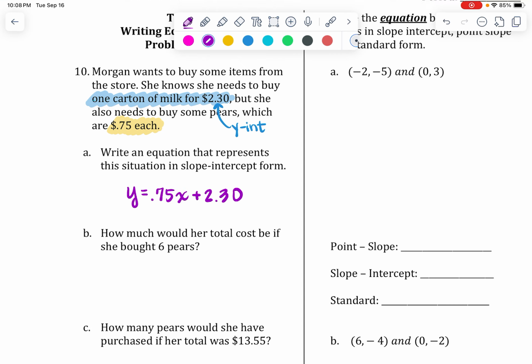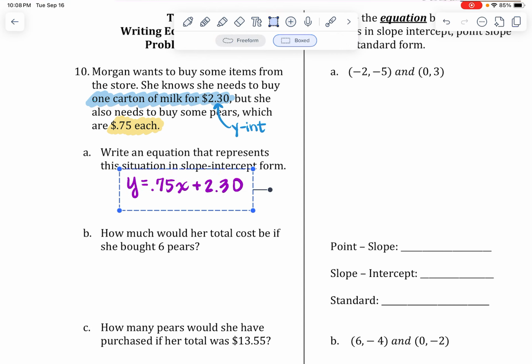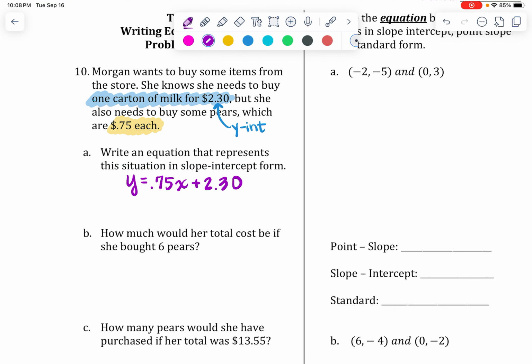Okay, I'm going to scooch this up a little bit, and I'm actually going to write down what our x and y variables are, right? So clearly x is the number of pairs that she can afford to buy or that she's going to buy, and y is going to equal total money. Okay.